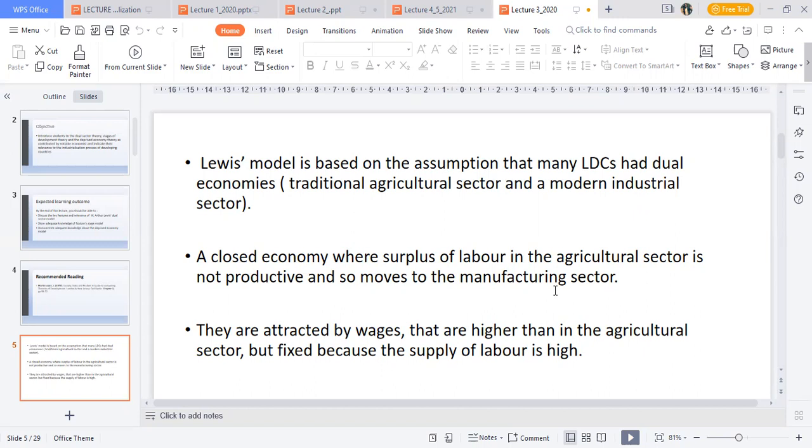Because of that, all those in the agricultural sector, all those from UPSA, they move to Lagos. They move to Lagos because there is excess demand for what? Labor, or there is excess supply of the labor. And also, wage is fixed. That's the most important thing here.